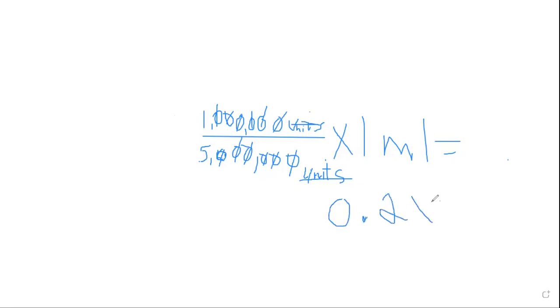And I'm taking that times 1, so that should give me 0.2 mLs. And now I'm going to do the same thing. I'm going to take the 1 million, 1, 2, 3, 4, 5, 6, and I'm going to divide it by the 5 million, 1, 2, 3, 4, 5, 6. Okay. And I get 0.2.